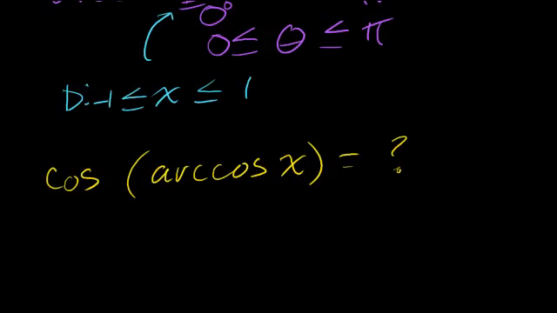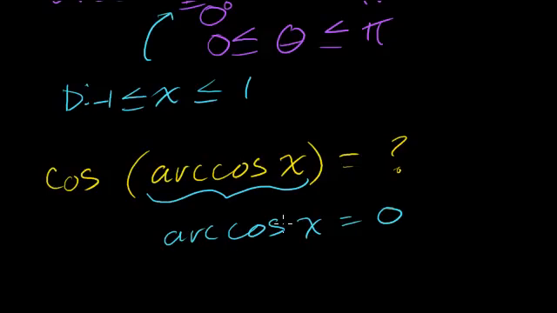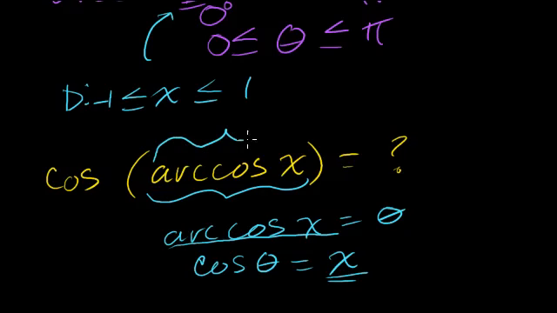Well, this statement right here could be said, well, let's say that the arc cosine of x is equal to theta. That means that the cosine of theta is equal to x, right? So if the arc cosine of x is equal to theta, we can replace this with theta. And then the cosine of theta, well, the cosine of theta is x. So this whole thing is going to be x.